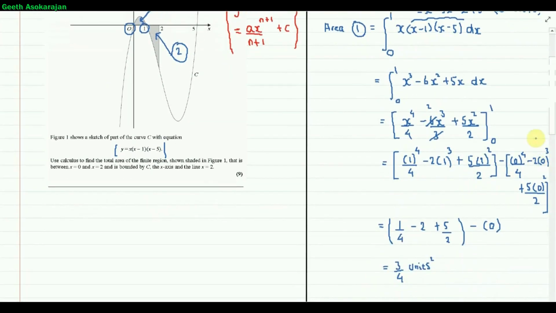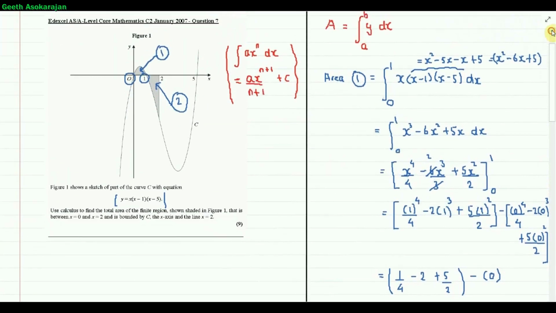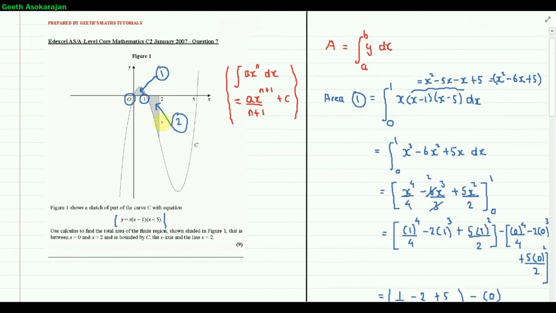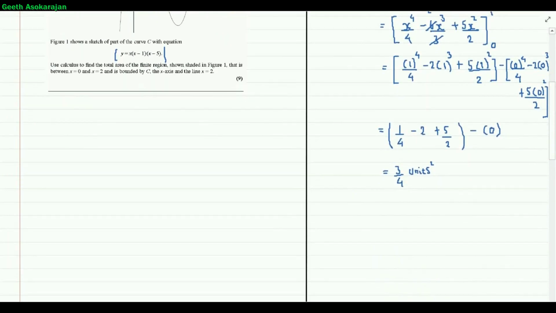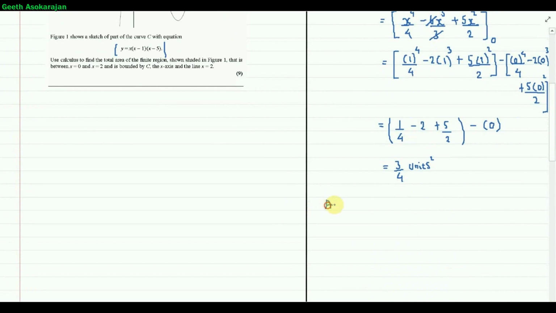Okay. Now we're not finished. We need to calculate number 2. So for number 2, we need to repeat the calculation, but the limits will be 1 and 2. So the lower limit is 1, the upper limit is 2, and we are anticipating a negative value because the region is below the x-axis. So let's see whether that is the case with the calculation here. So area number 2.